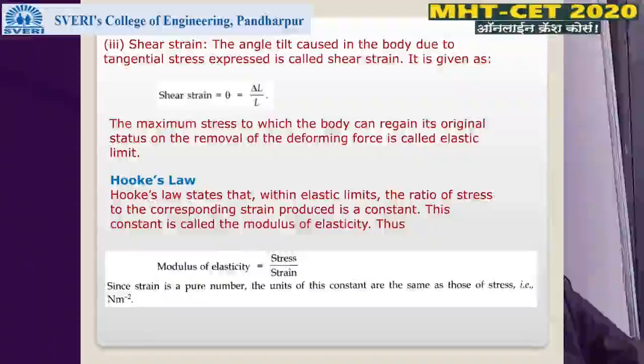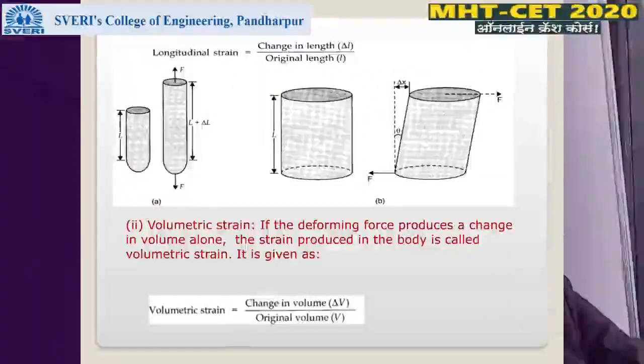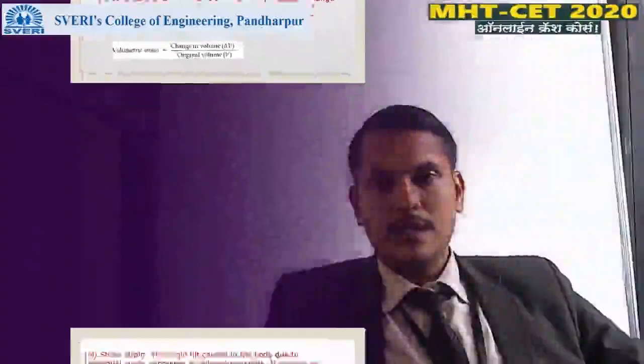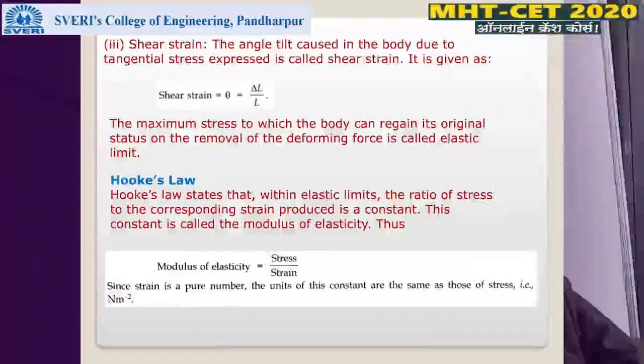It is given by, its equation is shear strain, which is equal to theta, which is simply delta L upon L. So we can consider our previous slide figure where we are getting the idea of that angle, that how this shear strain takes place. So once again I repeat that the angle tilt, that is theta, caused in the body due to tangential stress expressed is called shear strain. So it is given by that theta, which is nothing but change in length divided by original length, or delta L upon L.